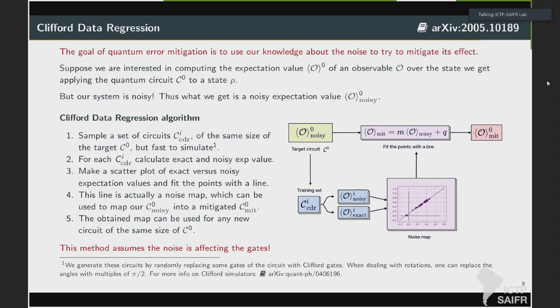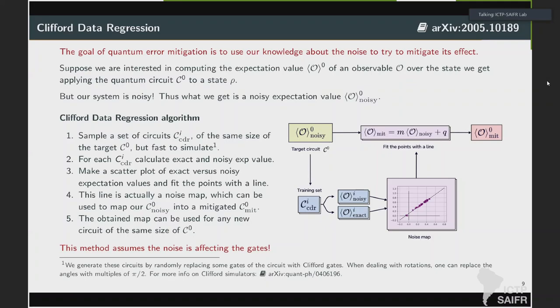No, it's not general. I mean, the Clifford data regression is more flexible than other techniques because you are replacing only part of the circuit with Cliffords. If, like in other techniques, you replace, for example, with all Cliffords, then you are changing the set of gates, you are changing the subspace of the Hilbert space you are exploring, and then you are not sure you are representing the noise. In this case, yes, but under some constraints, like the fact that the noise is affecting the gates, for example. And this in general can be not true in some scenarios.